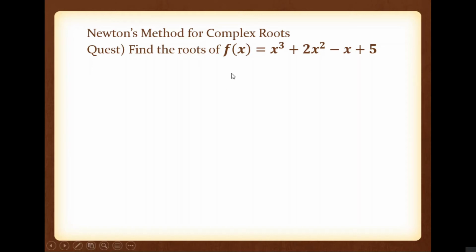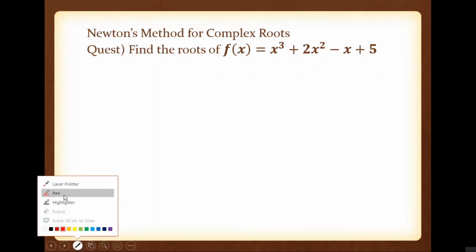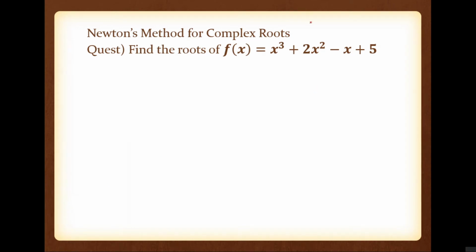Okay. So the question is, find the roots of f of x is equal to x cube plus 2x square minus x plus 5. I shared this question yesterday. The initial condition that I shared yesterday is you are asked to take 1 plus j. So 1 plus j is the initial condition. If you have a complex initial condition, you can find the complex root.